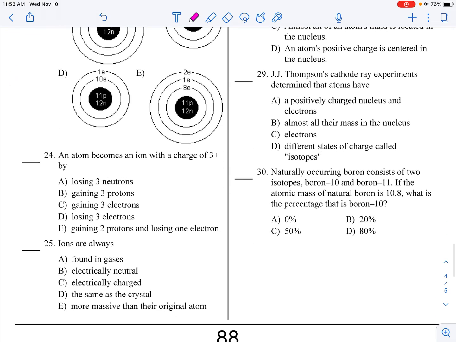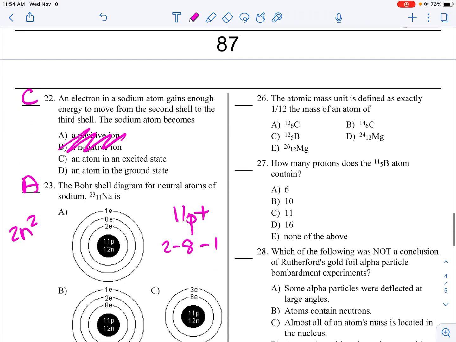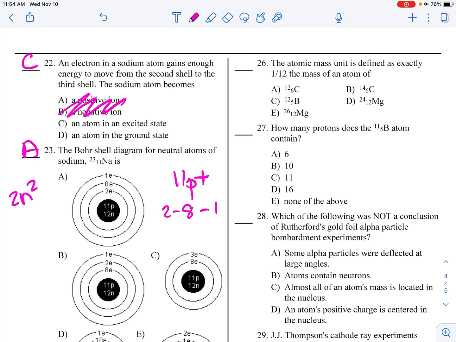An atom becomes an ion with a charge of +3 if you lose electrons. You lose 3 electrons. D. Ions are always charged. No. That's ridiculous other choices. The atomic mass, this is a straight definition, 1/12 of a carbon-12 atom, 1/12 of 12. How many protons does a boron-11 atom have? It's boron, so it's always 5, which is none of the above. Atomic number is protons, none of the above.